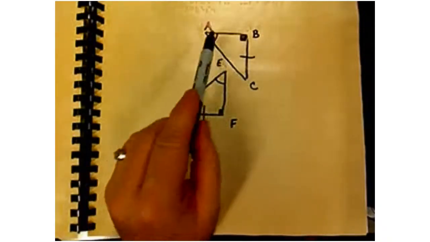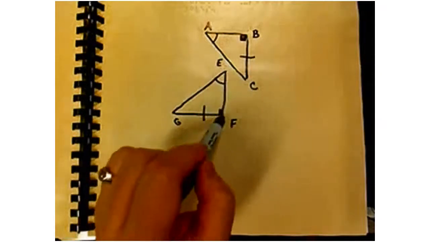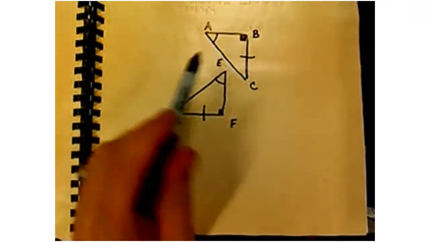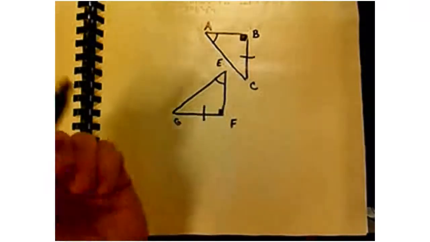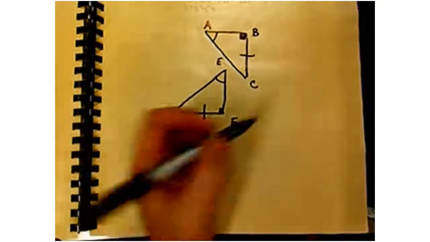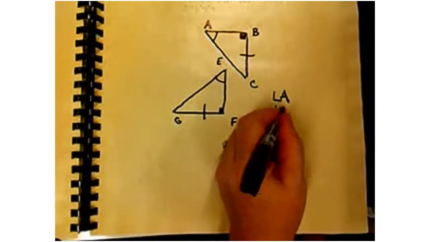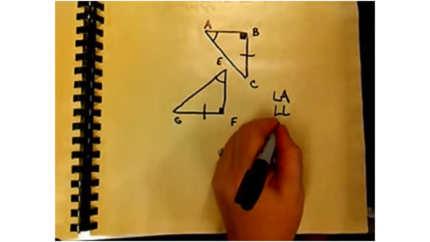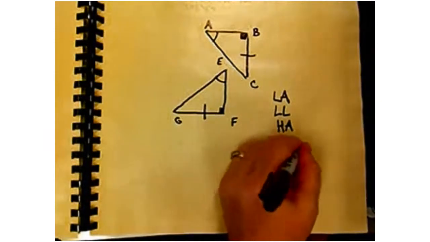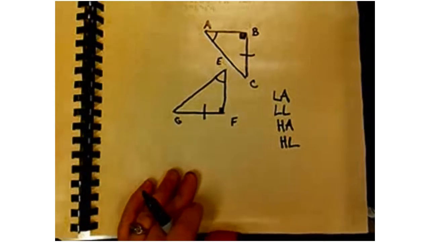Angle, angle, side. We have the angle A, the right angle, and then a side. Angle E, the right angle, and a side. But instead, because they're right triangles, we don't say angle, angle, side, we say leg angle. All right? So you practice those. You want to remember that you have leg angle, leg leg, hypotenuse angle, and hypotenuse leg. And you're looking for any one of those to prove congruence of your right triangles.